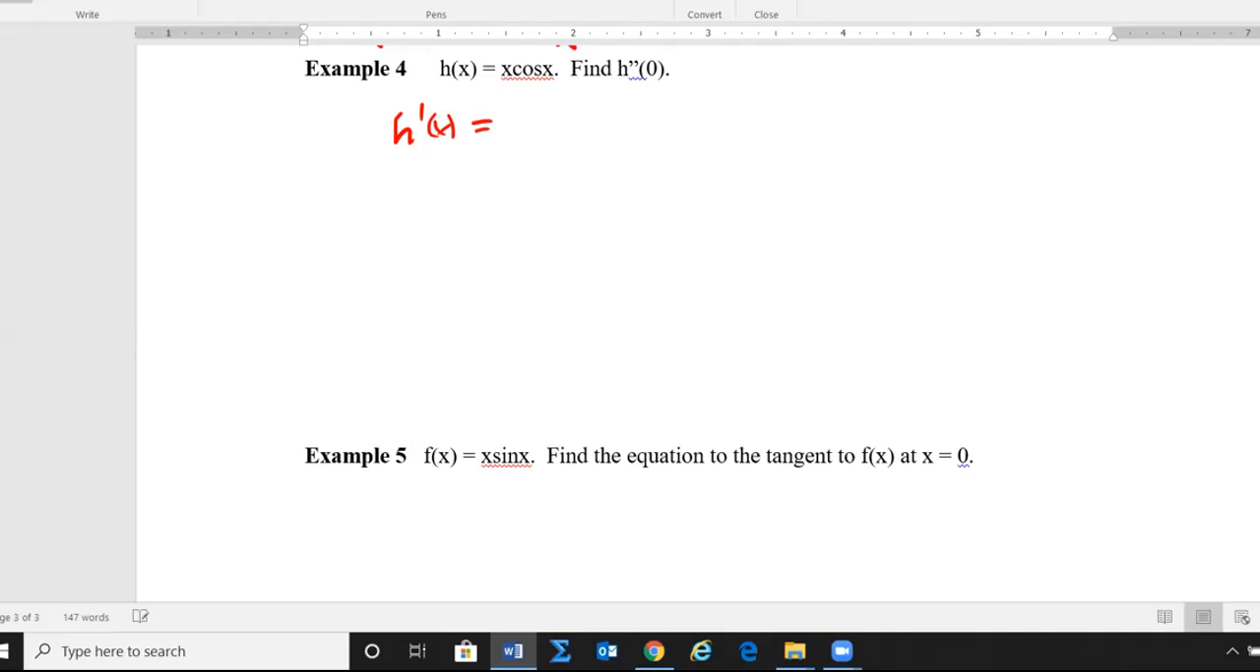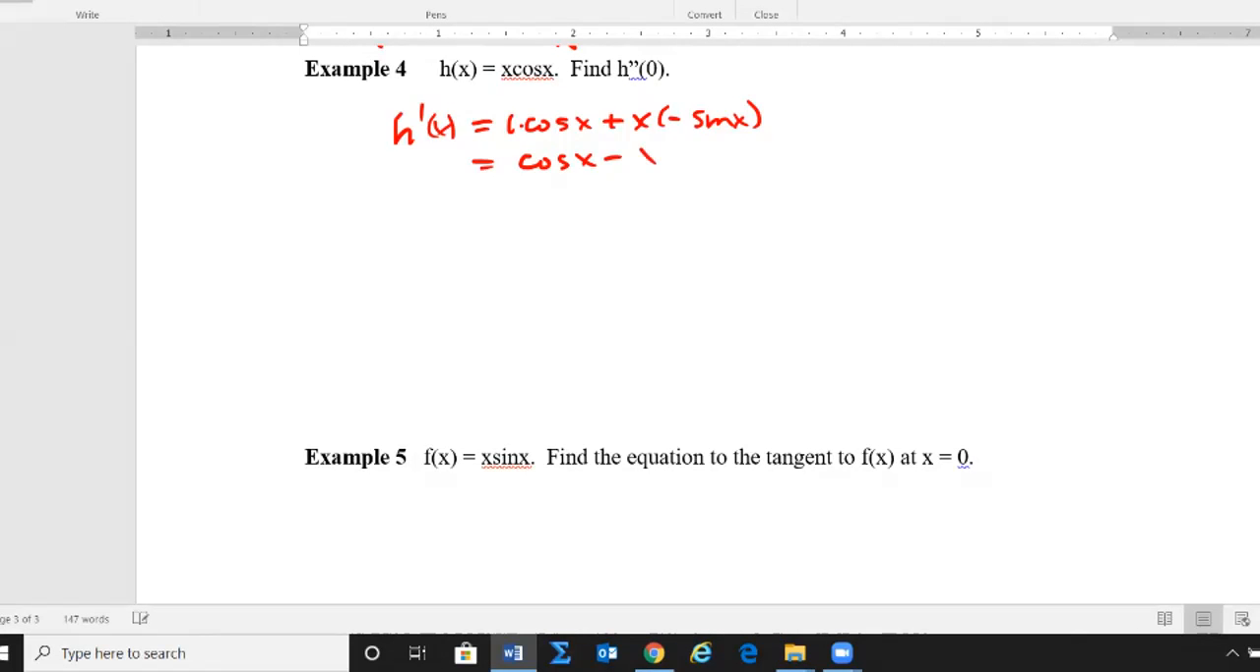H prime of x would be, we need the product rule here. So we have a 1 cosine of x plus x times a negative sine of x. Okay, I'll take one simplification step: cosine x minus x sine x. And then I'll head to my second derivative.